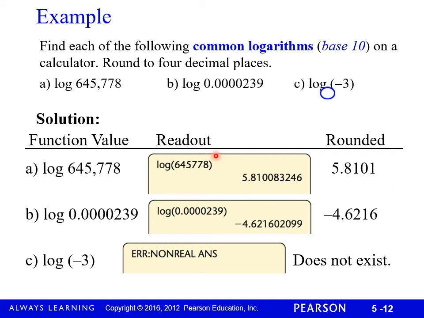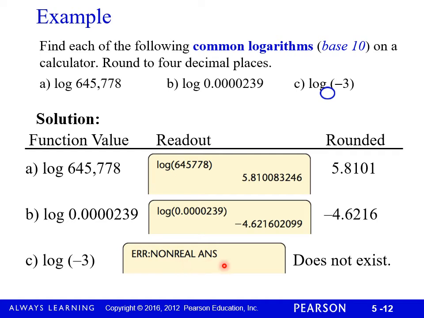Now, why is that? Well, let's go back to the idea of the base. Remember, the log is the exponent. The base is a positive number, a positive number raised to an exponent. Remember, exponents say multiply that base by itself. A positive number times itself with another positive number will never give us a negative number. Positive times positive times positive times positive will always be positive. So you cannot take the log of a negative number.